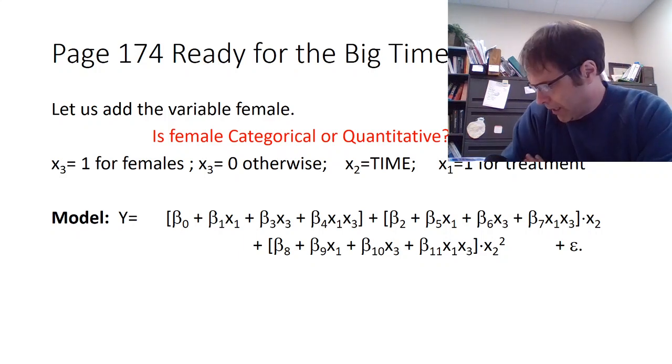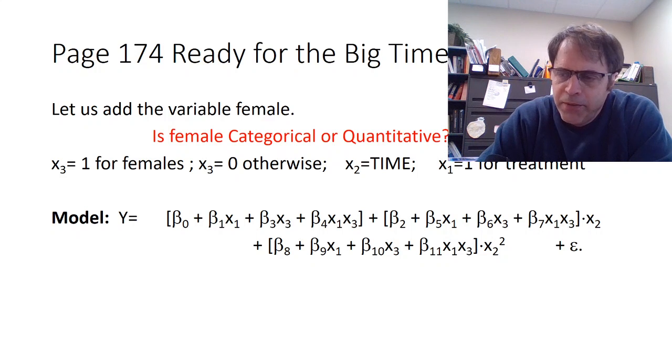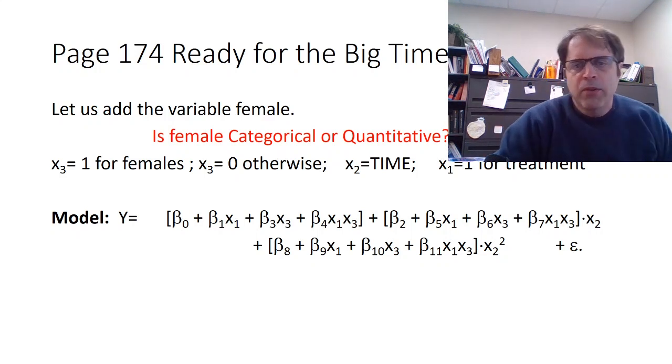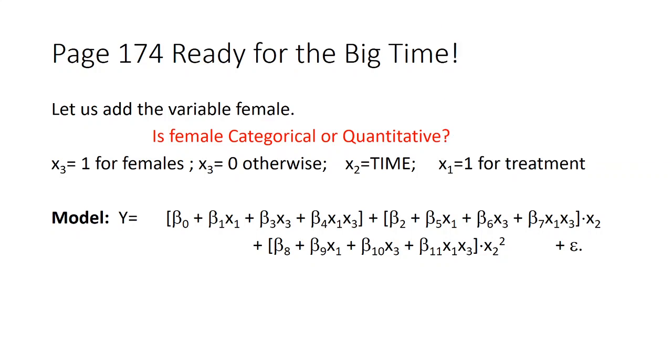Okay, let's turn to page 174 in your course pack. And let's get ready for the big time and add some things you might do to really have a robust model for yourself. All right, so we're going to add to what we've been doing before the variable female.